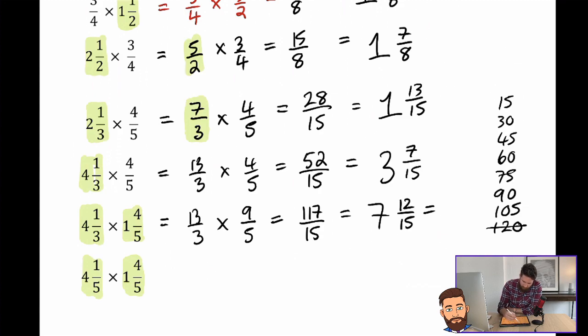Now this one, remember, you should always see if you can simplify. 12 15ths can be simplified, which would be 7. How many 3's go into 12 and how many 3's go into 15? Because that is the common factor, would be 4 over 5. So our final answer for that one would be 7 and 4 fifths.